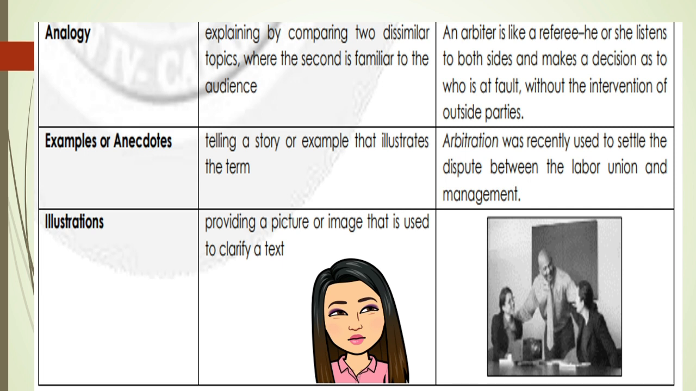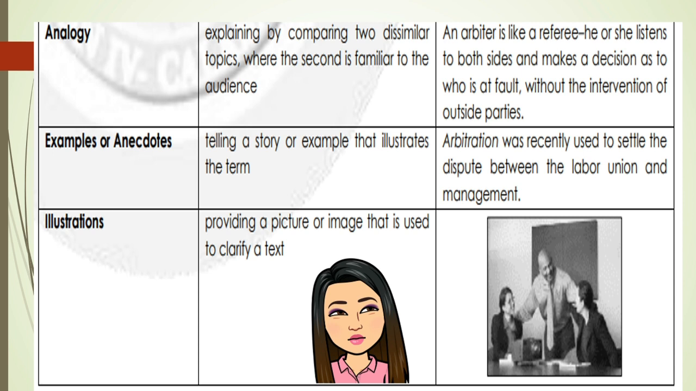This is called analogy. How to do it? By explaining and comparing two dissimilar topics. By dissimilar, of course, unlike, wherein the second is familiar to the audience. For example, an arbiter is like a referee. He or she listens to both sides and makes a decision as to who is at fault without the intervention of outside parties. Then we have through the use of examples or anecdotes.